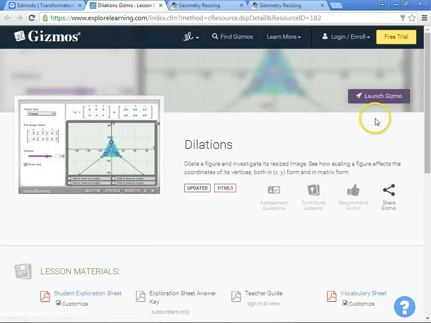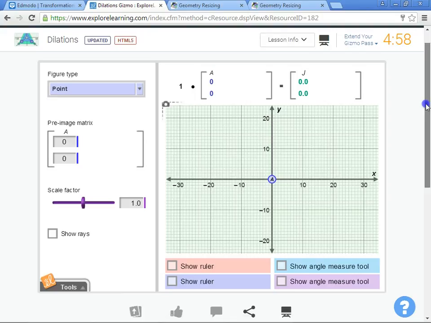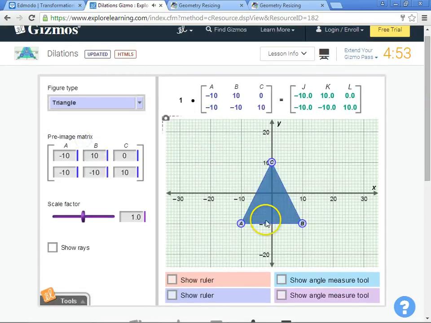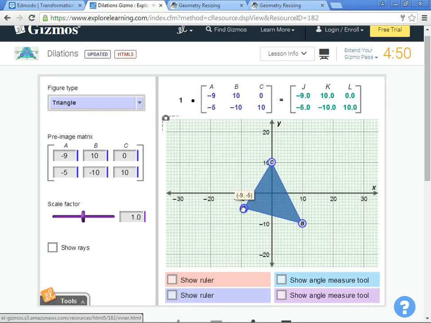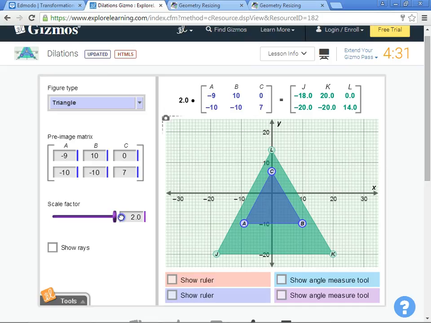The gizmo from Explore Learning is going to launch right up here for us, and there are a lot of things in this gizmo. Okay, so we're going to start by selecting our triangle, and let's make a small triangle here. It kind of stretches over our origin point. Okay, let's make a scale factor of 2. And you can see how the triangle increases.